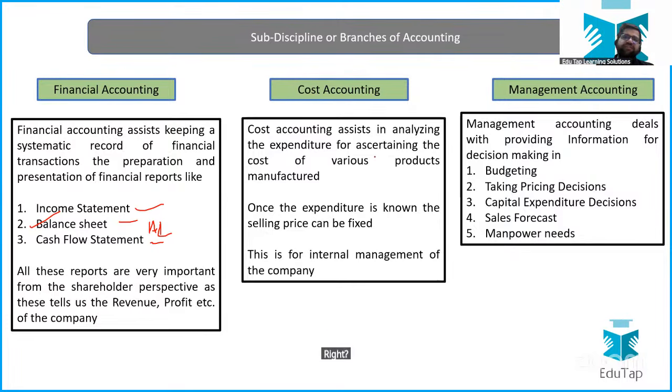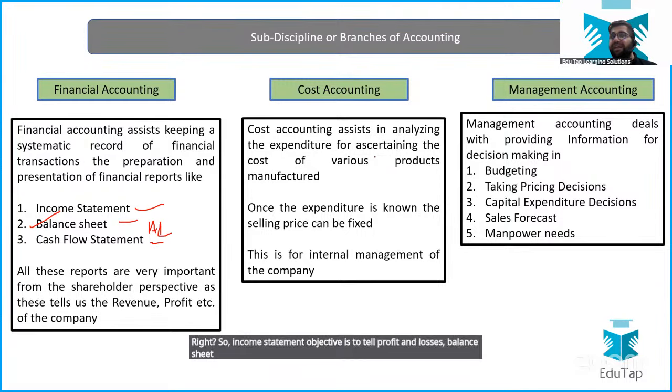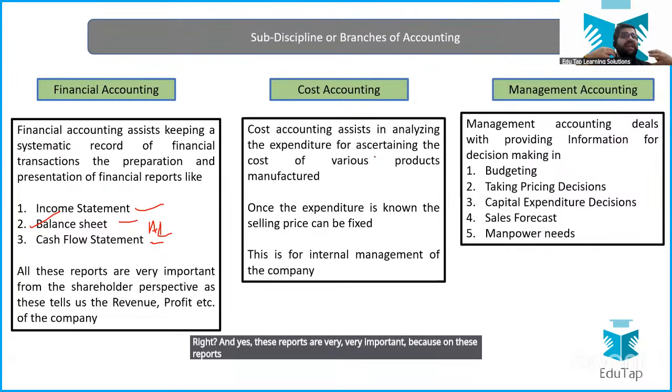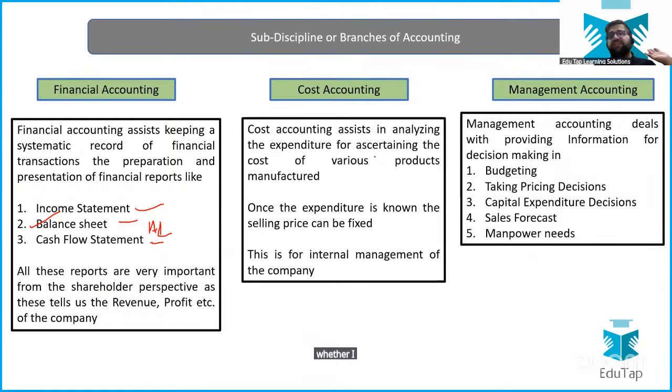Right? So the income statement's objective is to tell profit and losses. The balance sheet's objective is to tell assets and liabilities. The cash flow statement will tell you about cash flow. And yes, these reports are very, very important, because on these reports only an investor like me will make a decision whether I should go in or refrain from investing in Reliance.